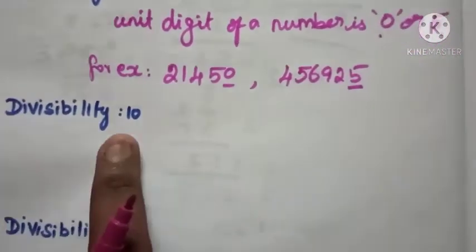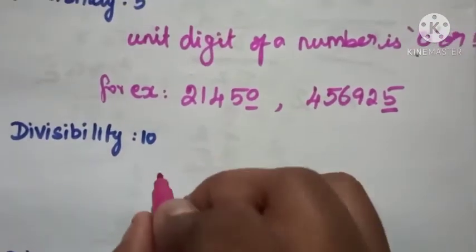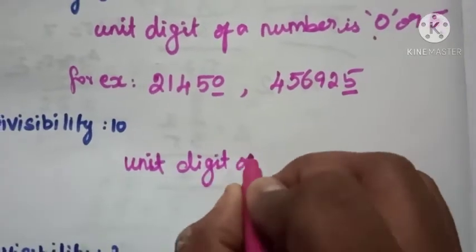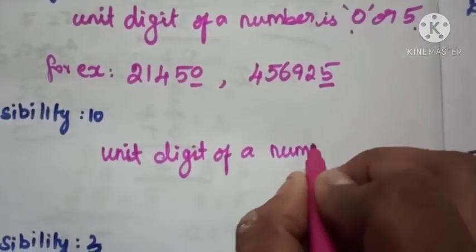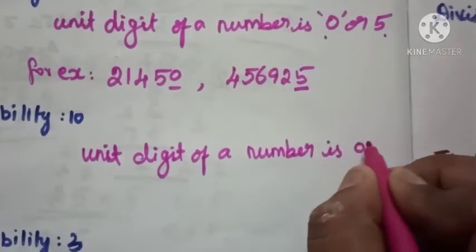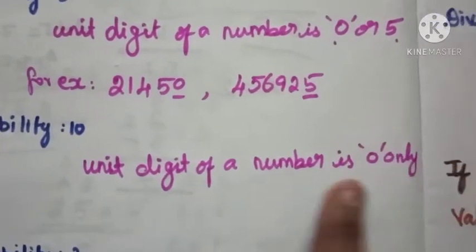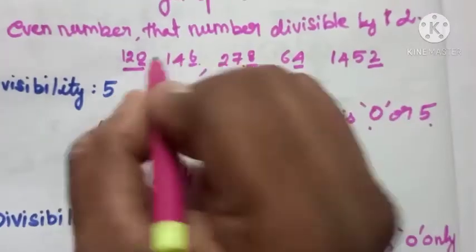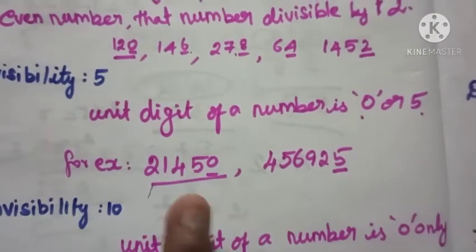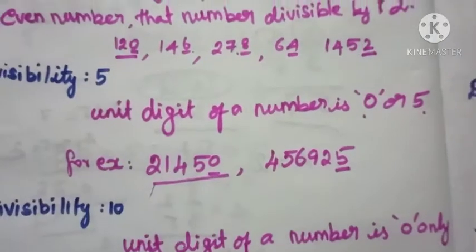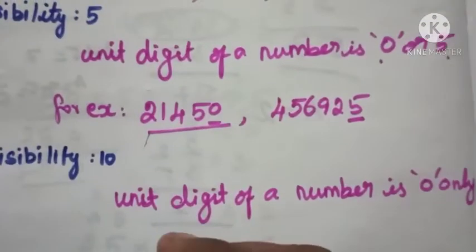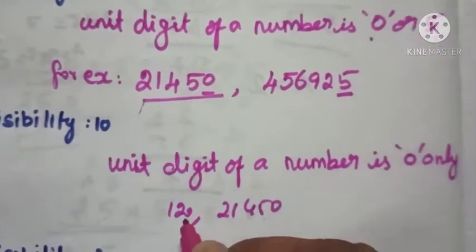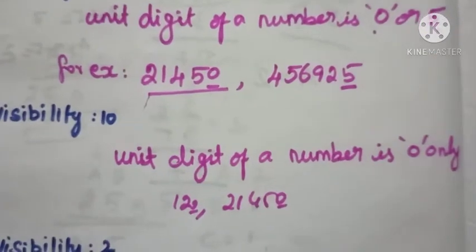And divisibility rule 10. For divisibility rule 10, the only possibility is that the unit digit of your number is 0 only. So in the above two questions, 120 and then 21,450, the numbers are divisible by 10. Listen, for example, I already showed 120 and 21,450. A number ending with 0, this whole value is divisible by 10.